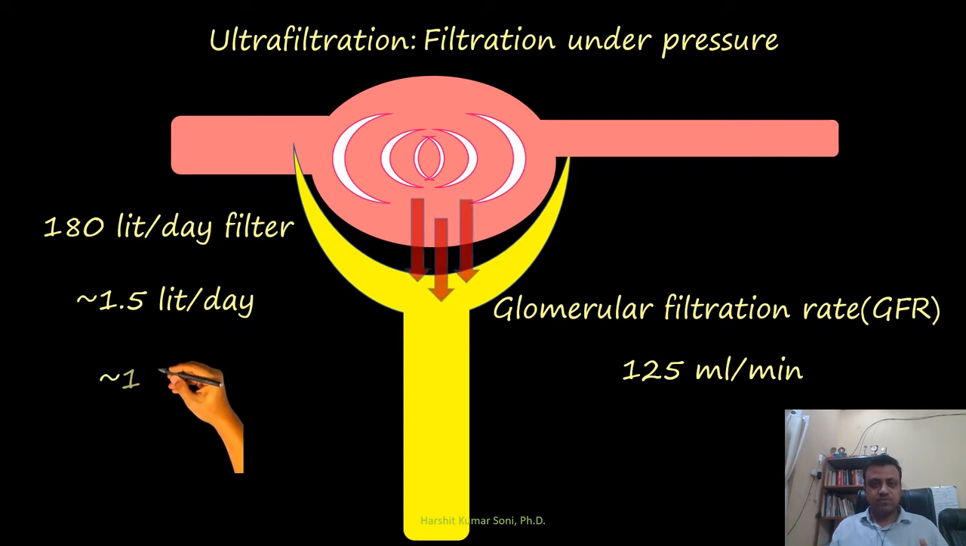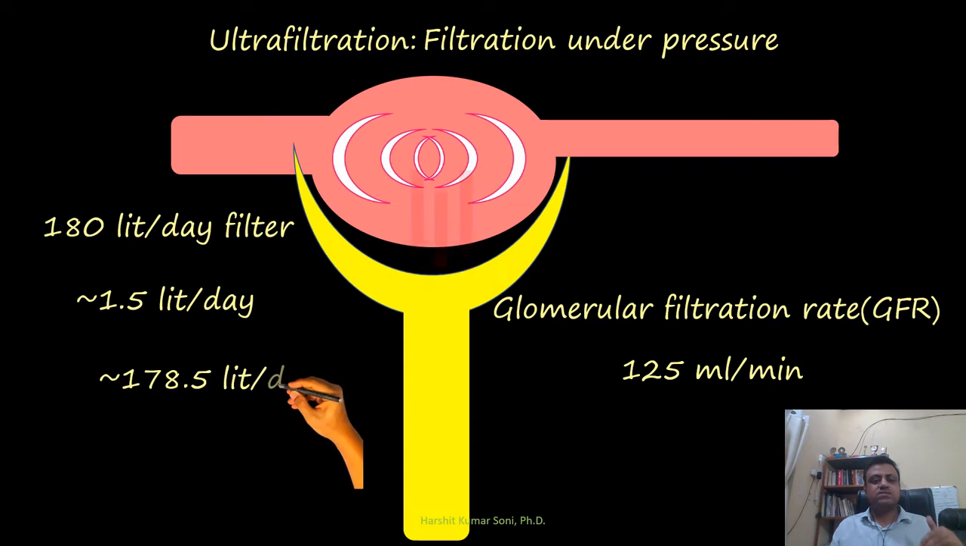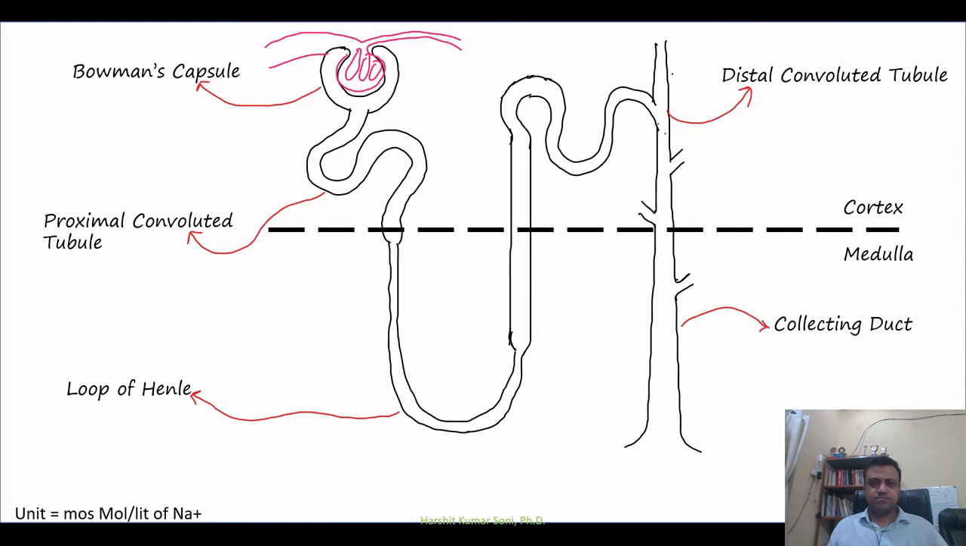So how much we reabsorb the water is 178.5 liter per day. So let's see how we actually do it. So this is the simplest caricature of the nephron. This is Malpighian body, PCT, loop of Henle, the descending arm, ascending arm, thinner part of ascending arm, thicker part of ascending arm, then the DCT, distal convoluted tubule, then the collecting duct.